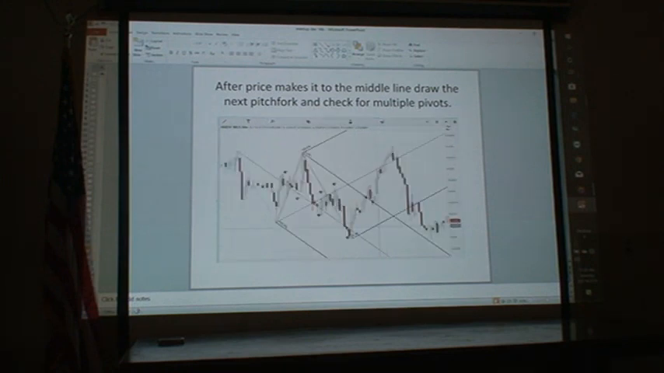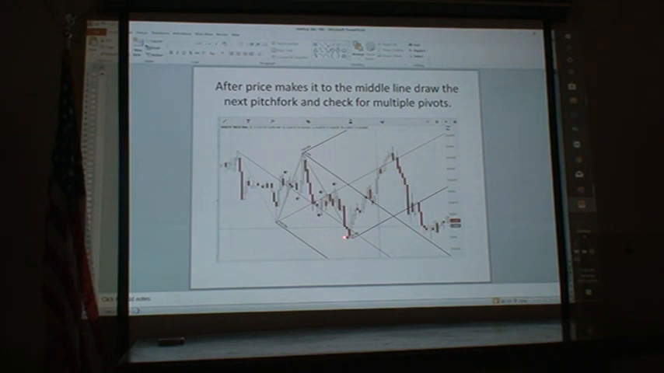Now remember that you can use this stuff here kind of like for support and resistance, but it's very different. So once again here, after price makes it to the median line, draw the next pitchfork and check for multiple pivots. So we can see here, we take our high, low, high, draw our median line, and we can see I have a pivot here, pivot here, pivot here, and pivot finally down here.